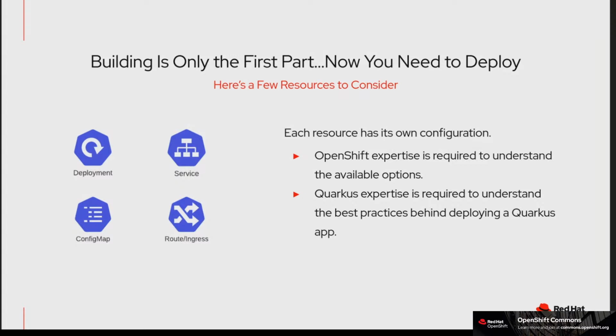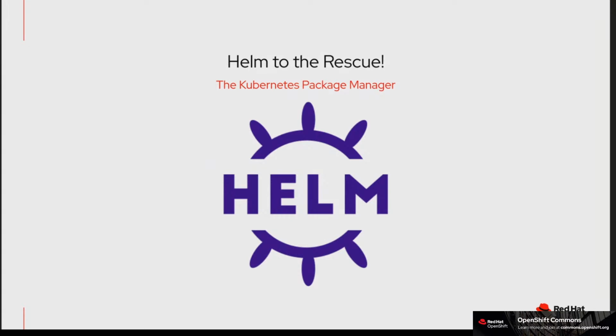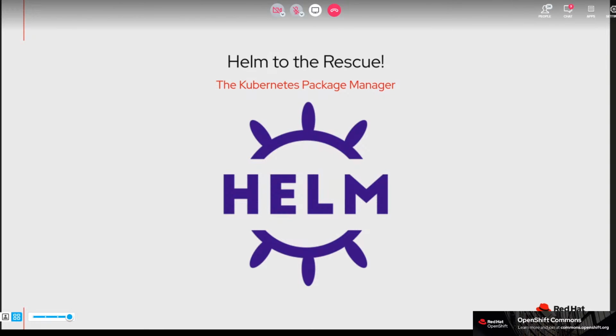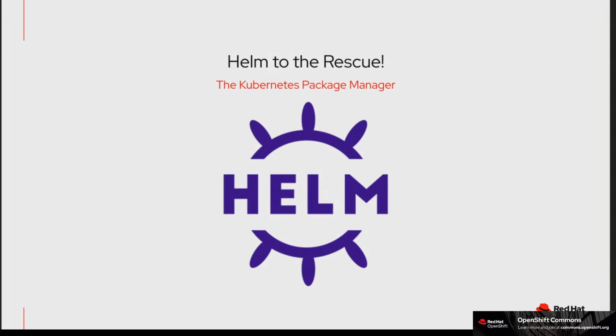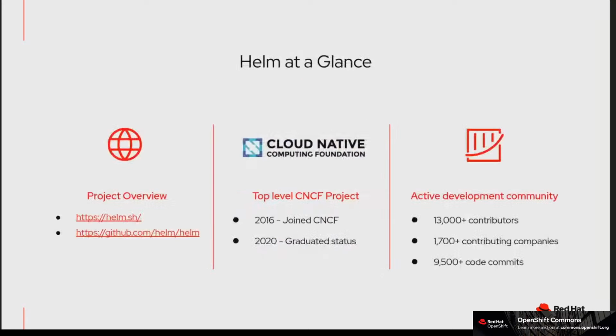So this is where something like Helm comes in. Helm is known as the Kubernetes package manager. You think of something like DNF, right? You would run dnf install, whatever it is that you want to install, or apt-get install. Helm falls right in line with that: helm install. So we're using a Kubernetes package manager to, as we'll get to, install a Quarkus app onto OpenShift.